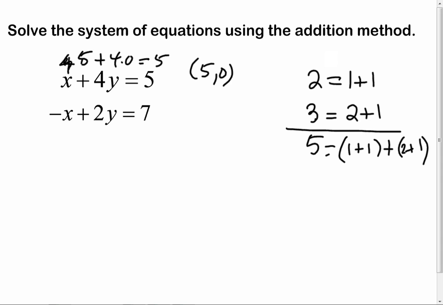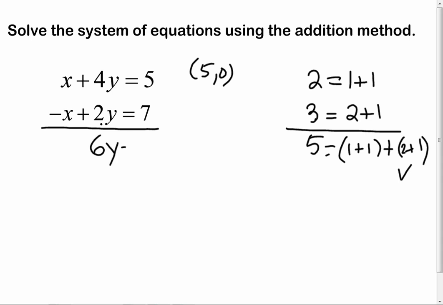Is that true? Yeah. So as long as these sides are equal, that this x plus 4y equals 5, and I don't know what x and y are, and this is equal, guess what? I can add these vertically. And a miracle happens, Michael. What happens to the x's? They disappear. So now if I add the y's, how many y's do you have? 6. 6y equals 5 plus 7 is what?